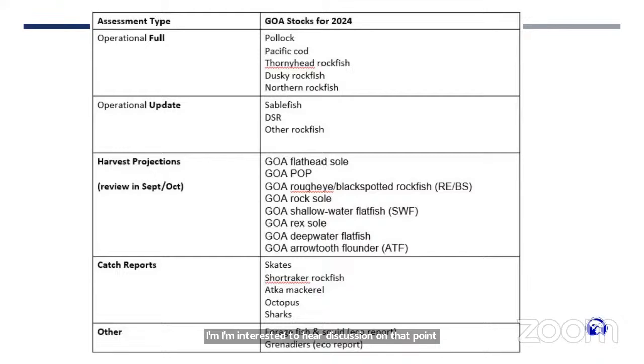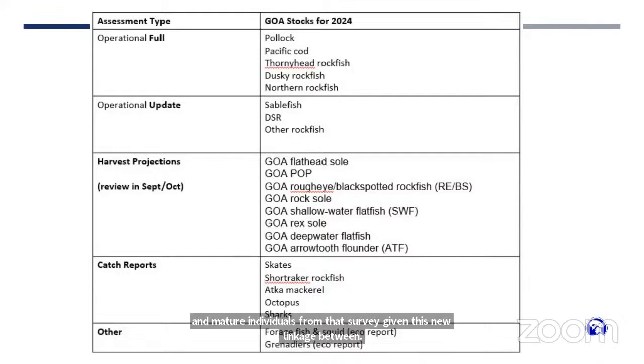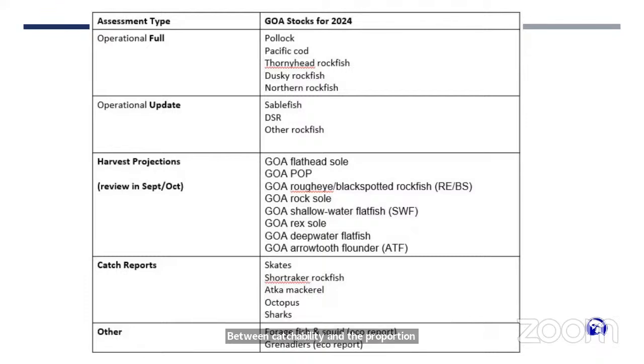I think the SSC can also support future research to identify ways to quantify uncertainty in the proportion of mature individuals from that survey, given this new linkage between catchability and the proportion mature. And the first thing that comes to mind is bootstrapping hauls, or given that this is an acoustic trawl survey and there aren't that many hauls used to determine mature, immature, resampling amongst individuals within hauls to get an estimate of uncertainty that might be used.